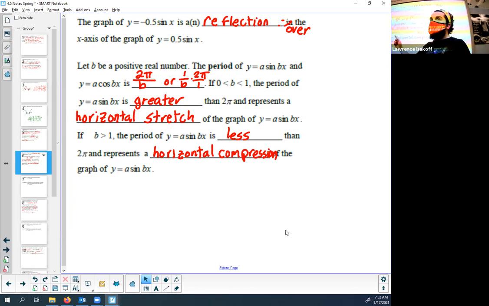So if I put a big number in here like 5, that says I want to go 5 times faster, essentially. So it's going to compress it horizontally because I move through my curve at 5 times the speed. Whereas if I have a number between 0 and 1, that's going to stretch it horizontally because I'm saying, hey, I want to slow down by half, so it will take twice as long to go through my curve.